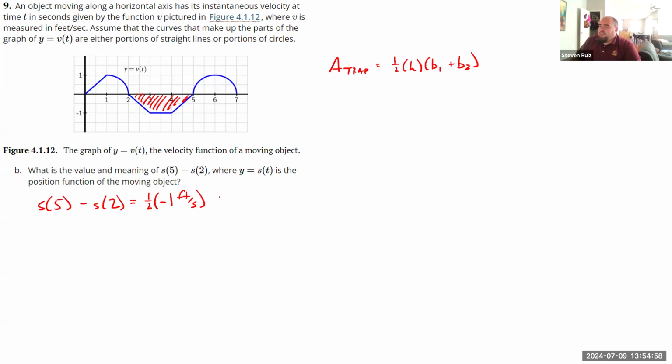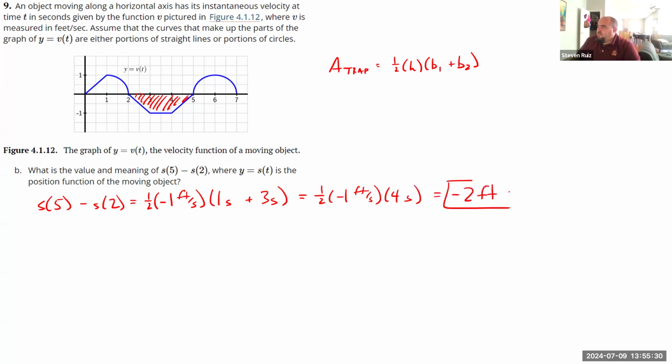And then what is base 1? Let's call base 1 the smaller of the two bases. That'll be 1 second. And then what is the larger base? That goes from 2 to 5. That's 3 seconds. So what do I get here? I get 1/2 times -1 feet per second times 4 seconds. All told, I get -2 feet.